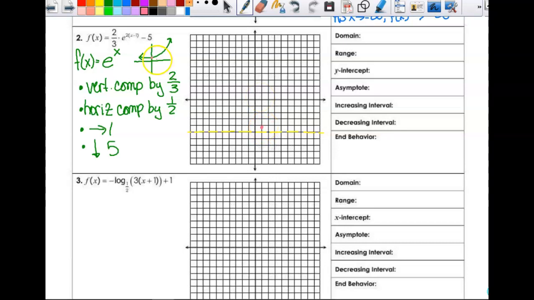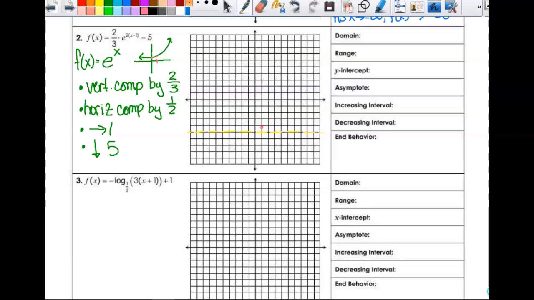All right, so then when x is 1, y is e, which is about 2.7. So I'm going to go to 1 and about 2.7, which is right about here. I have a vertical compression by 2/3. So that's tricky when you don't have a calculator, but it's not that big of a deal. Multiplying by 2/3 is the same as dividing by 3 and multiplying by 2.